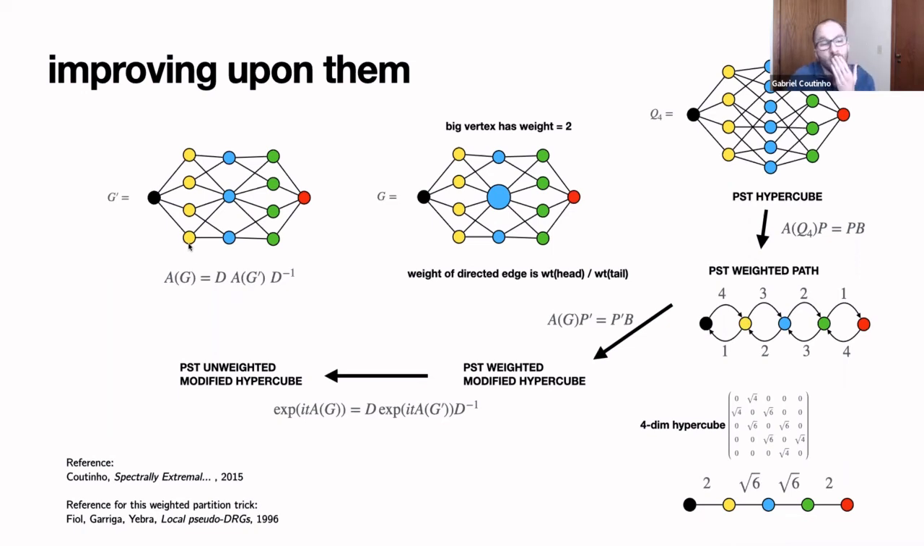Okay. Now, this sort of weighted equitable partition, or unweighted graph that admits an equitable partition as long as you weight it, is a trick that I learned reading this paper from 1996 from Fiol, Garriga, and Yebra. They, of course, are not talking about quantum things. And then I realized that this trick could be used to get this sort of smaller graph admitting PST from black to red, which relates very much with the hypercube.